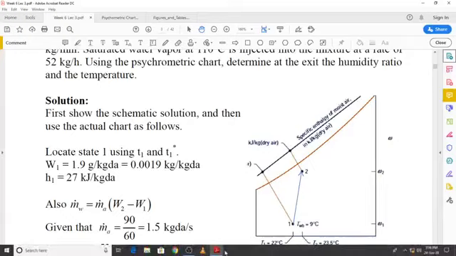I have already located the state point at a dry bulb temperature of 22 degrees and at a wet bulb temperature of 9 degrees. Okay. You can see this is the constant wet bulb temperature line. The dotted line over here is a constant wet bulb temperature line, and this corresponds to 9 degrees. This one is for 10 degrees.